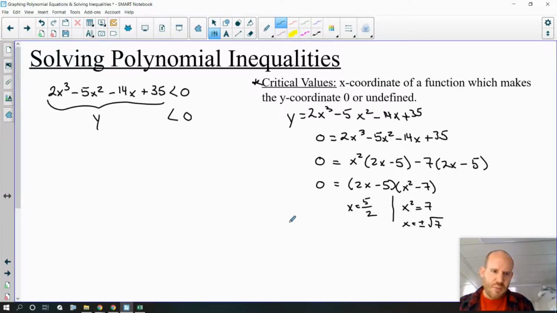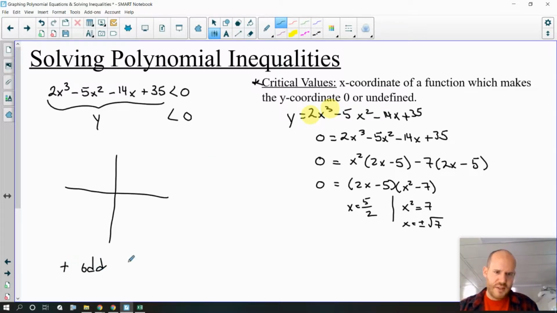So I'm going to use the sketching process to get a sense of where the y values are less than 0. By the leading coefficient test, I can look at the degree of my polynomial and the positive or negative sign of its leading coefficient. Since this has an odd degree and I have a positive leading coefficient, positive odd tells me this should fall left and rise right. So I know the end behavior, and then I can plot the roots.